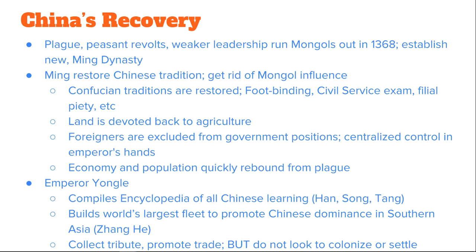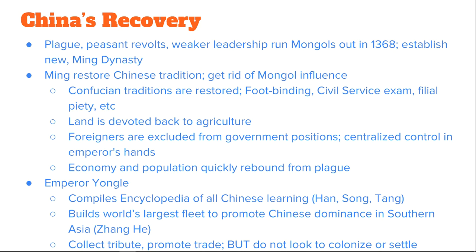Now, the post Mongol world in China begins with the removal of the Mongols from China. And several different factors play into that. Obviously, the Black Death plays a big role. It kills a large percentage of the population of China, which reduces the Mongols' ability to tax. There are also peasant revolts against the Mongols as the Mongols gradually take more and more Chinese land and devote it to pastoralism and less to agriculture, which means that the peasants have less to eat.